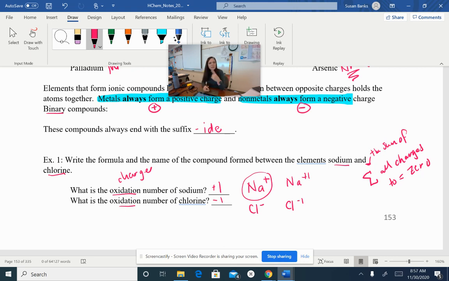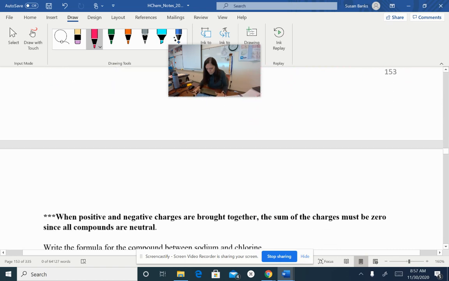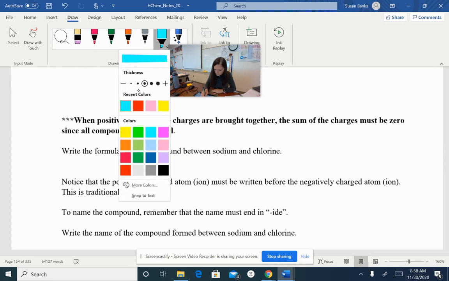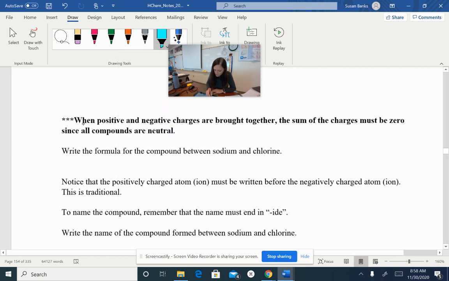So how many positive ones with the sodium do I need to match negative ones with chloride? Hopefully you realize that the least common multiple between +1 and -1 is 1. So I need one +1 plus one -1 to equal 0. So when positive and negative charges are brought together, we always want the sum of all charges to be 0. Okay? Always, always, always, and forever.